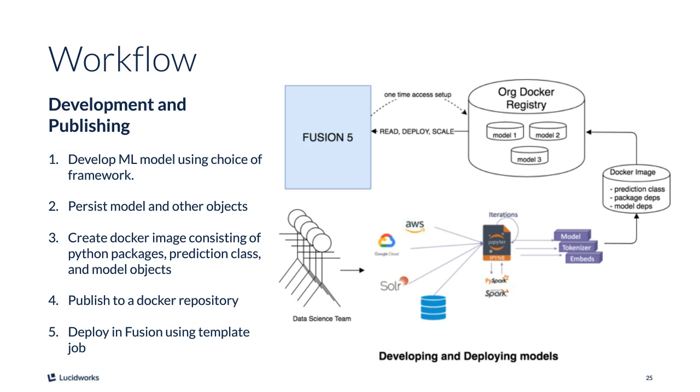Then you have to package these dependencies based on whatever frameworks you're using. If you're using TensorFlow, NumPy, scikit-learn, etc., you have to package all of them up along with the model objects themselves into a Docker image. Once you have the Docker image ready, you can push it to a Docker repository to which Fusion has access. If it is an organization's private Docker repository, Fusion needs to be granted access to it. It needs to be done only once and is a single-line command in Kubernetes. After you have set that up, you can use Fusion to deploy, scale, and integrate the model.